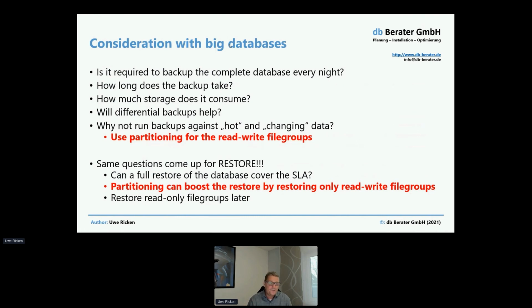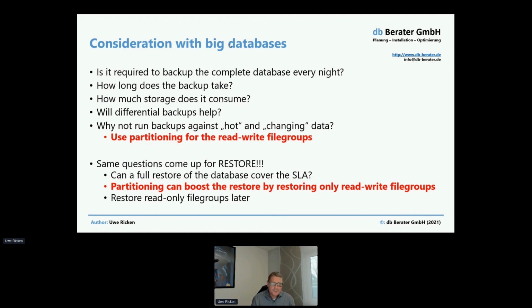So if you have a 15 terabyte database and the hot data is just only, let's say, 800 gigabyte, it would be so perfect if we just could say, come on, restore the hot data, and then when this one is done, we can grab a coffee, sit down and say, okay, now I can start with the older data. This is the demo I want to show to you.